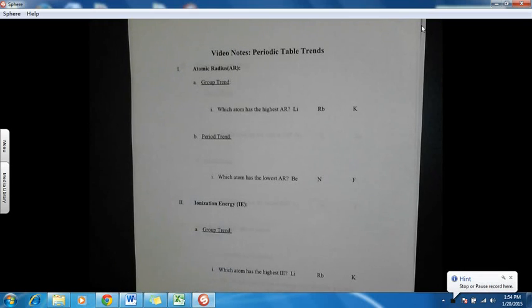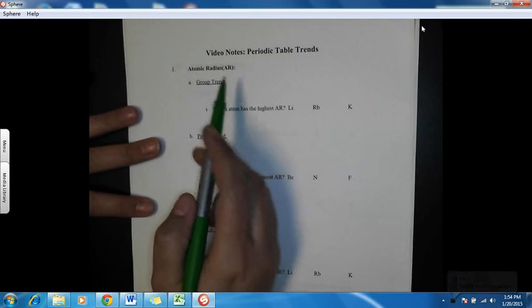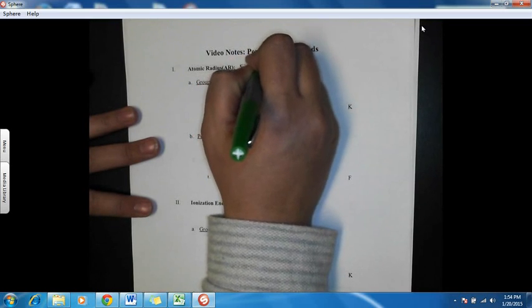Alright, today we're going to talk about periodic trends. So first we have some definitions. So we have atomic radius. Atomic radius is just the size of the atom.